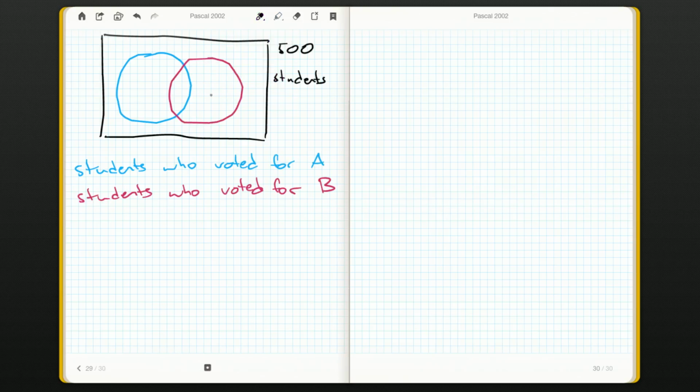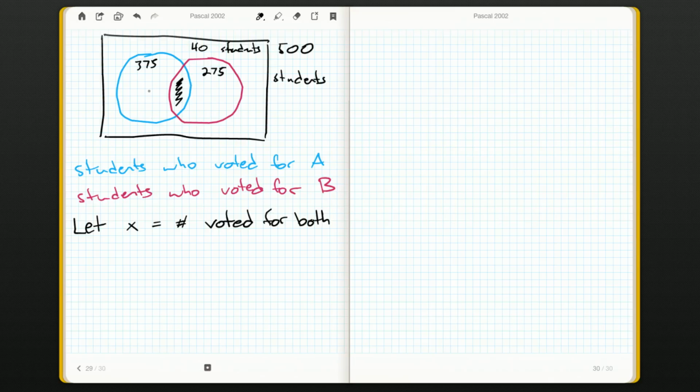So we have a whole bunch of students in here. Students who voted for A, students who voted for B, students who voted for both, and that's what we want. And out here we have 40 students who didn't vote for any of the two issues. So we're told this one's 375 and this one's 275. Okay? So we're going to let X be the number of students who voted for both. So that little overlap section is going to be X many students.